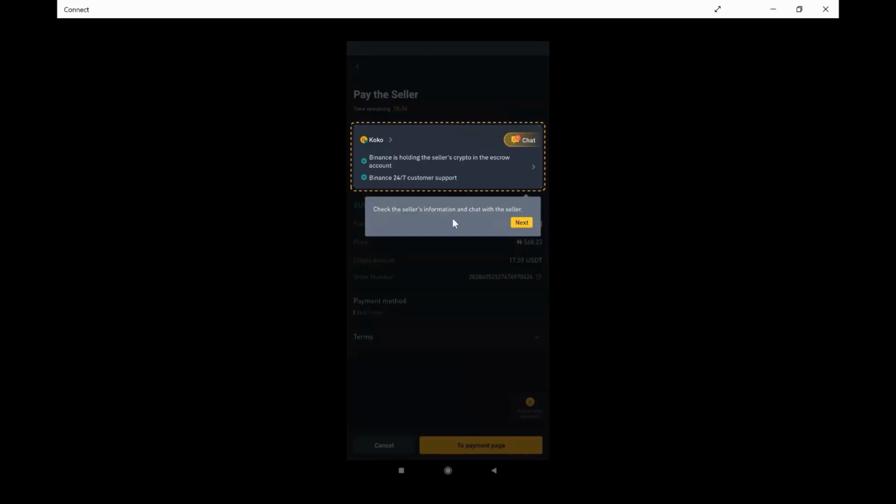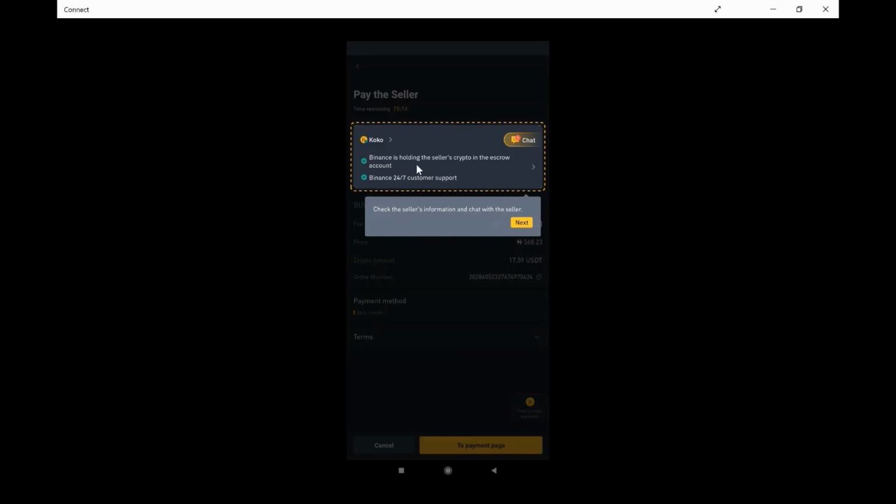Now it gives you information. It says check the seller's information and chat with the seller. Yes, on P2P, you can chat with the seller. The seller's name is Coco. That is the seller's name as the lister, not actually the real name. That's not what you're going to pay with the bank. That's not the person's bank details.